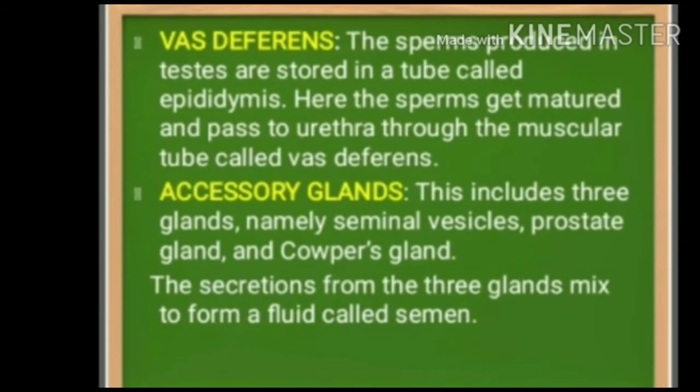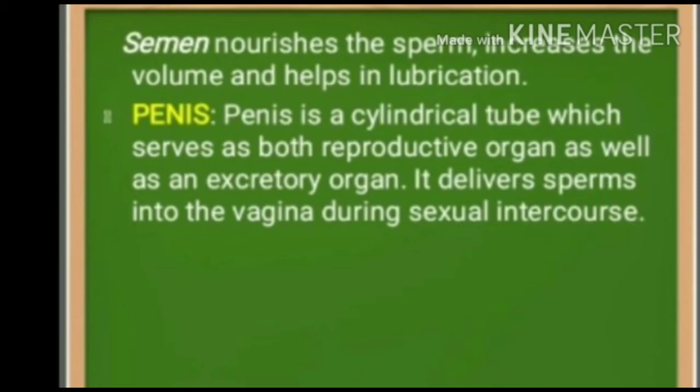Vas deferens. The sperms produced in the testes are stored in a tube called epididymis. Here the sperms get matured and pass to the urethra through the muscular tube called vas deferens. Accessory glands include the seminal vesicle and prostate gland. Their secretion forms the fluid called semen. Semen nourishes the sperm, increases the volume and helps in lubrication.